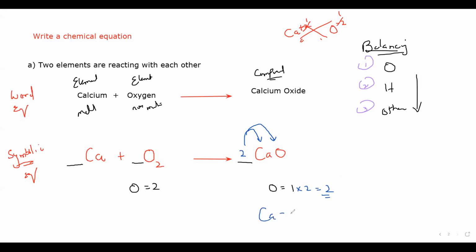Now when you put 2, calcium is 2 on the right hand side and there is only 1 calcium on the left hand side. So I want to balance calcium. Right hand side is 2, so on the left hand side I should write 2. So 2 multiplied by 1 makes 2 calcium on the left hand side as well.